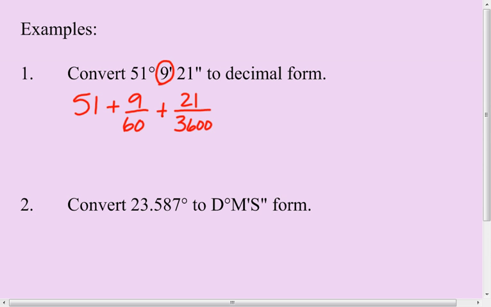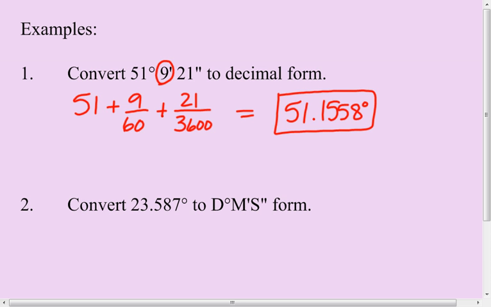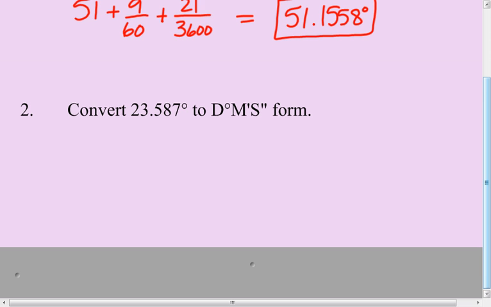I'm just going to stick this into my calculator and add them up. And when you do this, the book will have you give this to 4 decimal places. So I'm going to have 51.1558 degrees. Round it to 4 decimal places, please. So that's that. Then sometimes you're going to go the other way around, where you have 23 and a little over half a degree, 23.587 degrees, and I want to have that 0.587, that extra part of the degree, in minutes and seconds form because that's a little bit more exact.